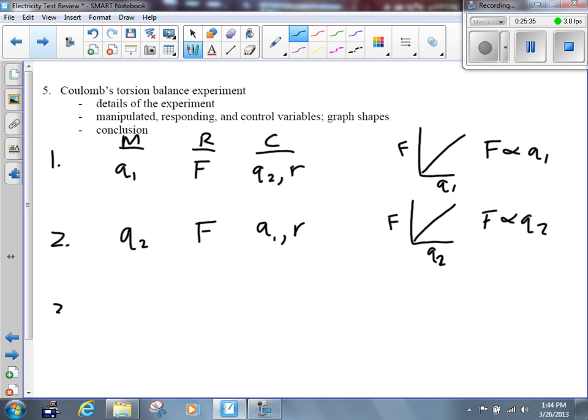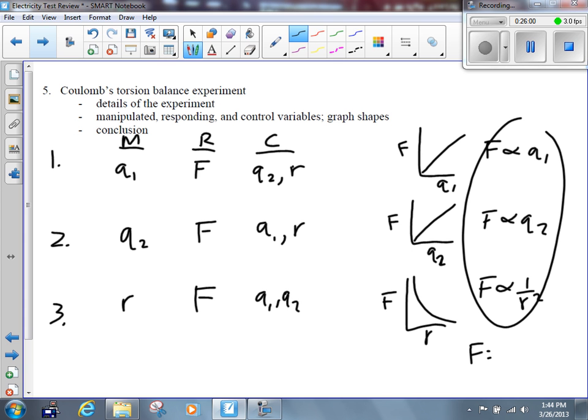Finally, he would have manipulated the value of R, responding force. What would he have kept constant? Q1 and Q2. What shape is that going to be? Goes down, right? As R goes up, F goes down. That tells him that F is inversely related to the square of the distance. Puts these together, ends up with a constant times Q1 Q2 over R squared. That is Coulomb's law.